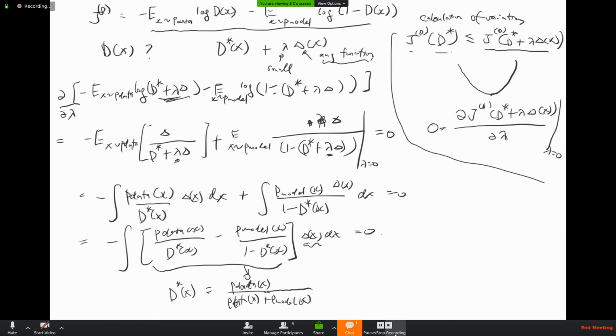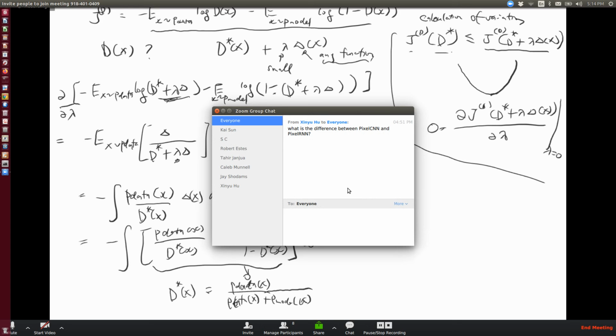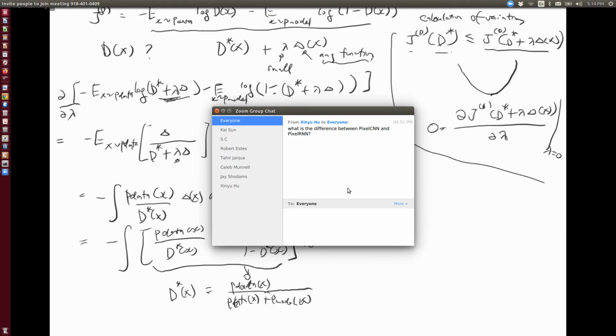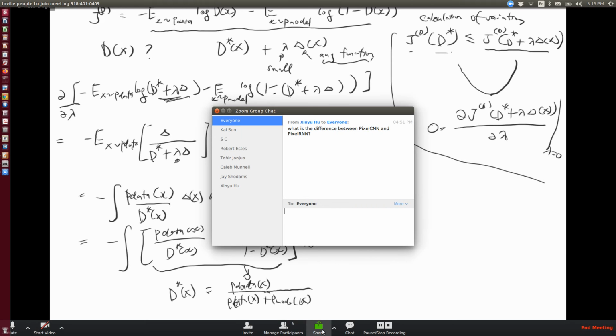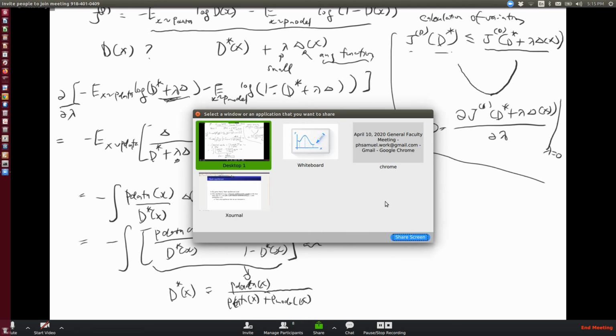Okay, I skipped a long question. I think I should answer it now. I see you guys have one question that I will try to answer quickly. For PixelRNN and PixelCNN, the difference is just the different models, right? If you are using RNN, then you're using RNN, and with CNN, you're basically using CNN. Let me see if I can share slides here again.